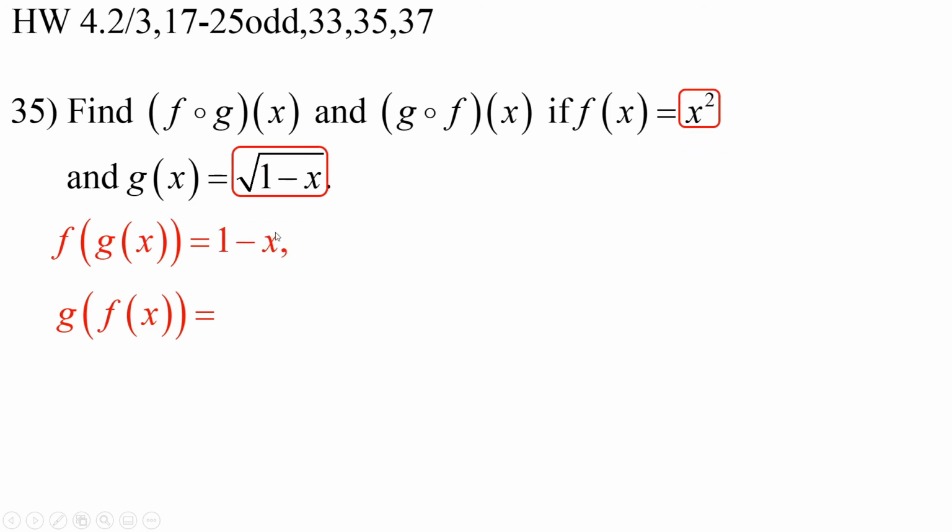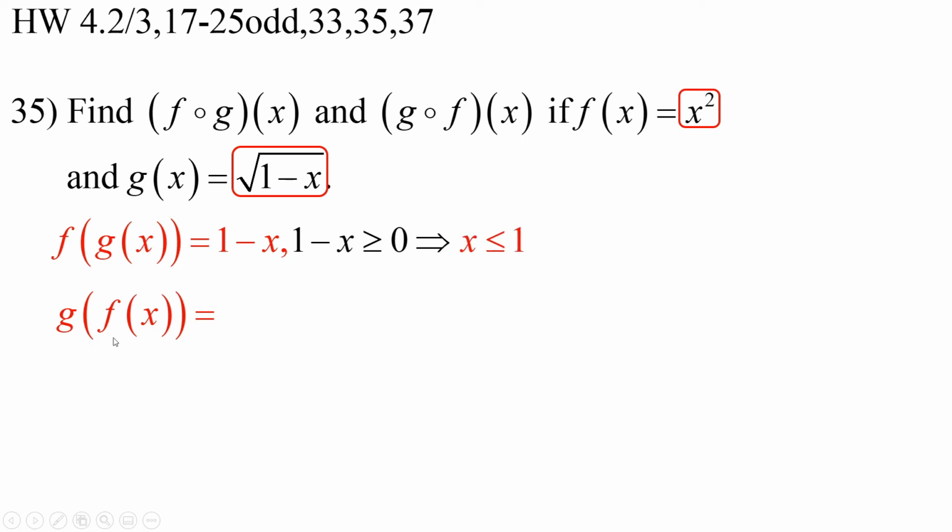All right, and because x has to be in the domain of g, that means that this 1 minus x under the radical would have to be greater than or equal to 0. And solve for x, so add x to both sides, and I see x is less than or equal to 1. All right, there's the first part.